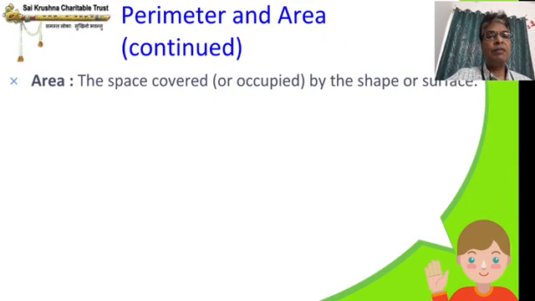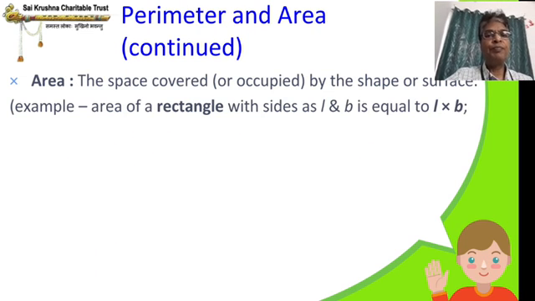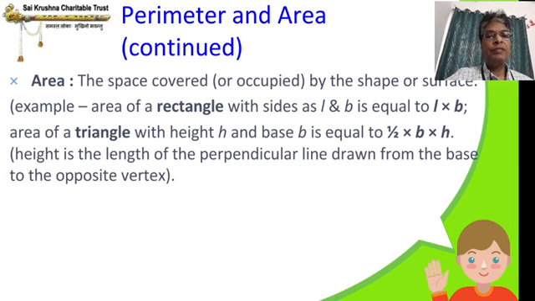Area is the space covered or occupied by the shape or surface. This is how much space a shape has occupied, and it is called the area. Example, area of a rectangle with sides L and B is equal to L into B. Area of a triangle with height h and base B is equal to half into B into h. Height is the length of the perpendicular line drawn from the base to the opposite vertex.